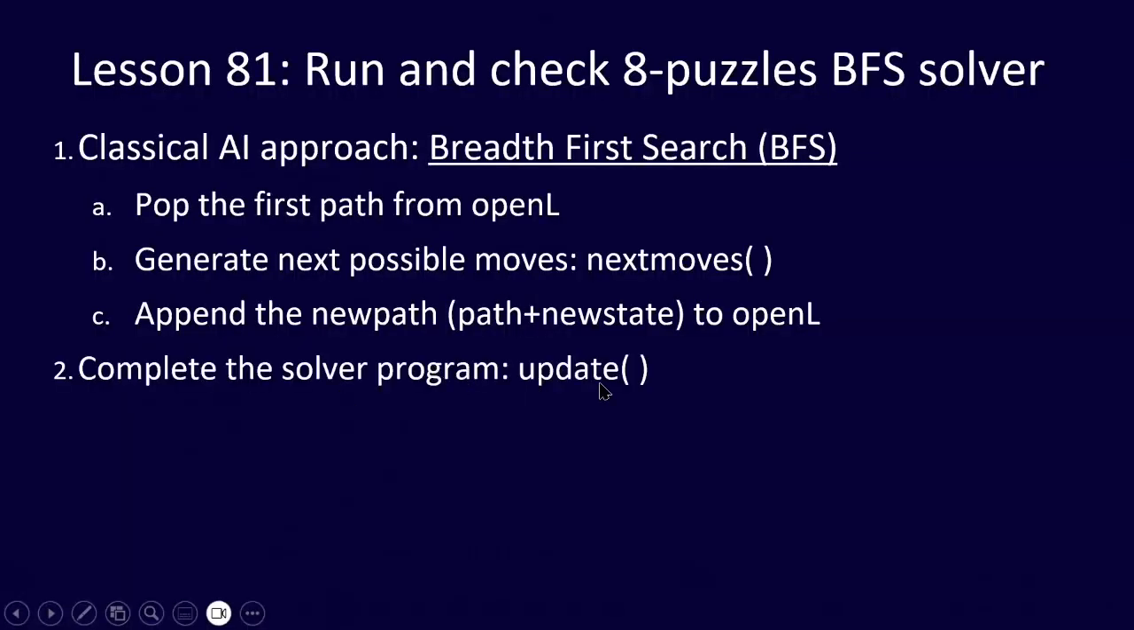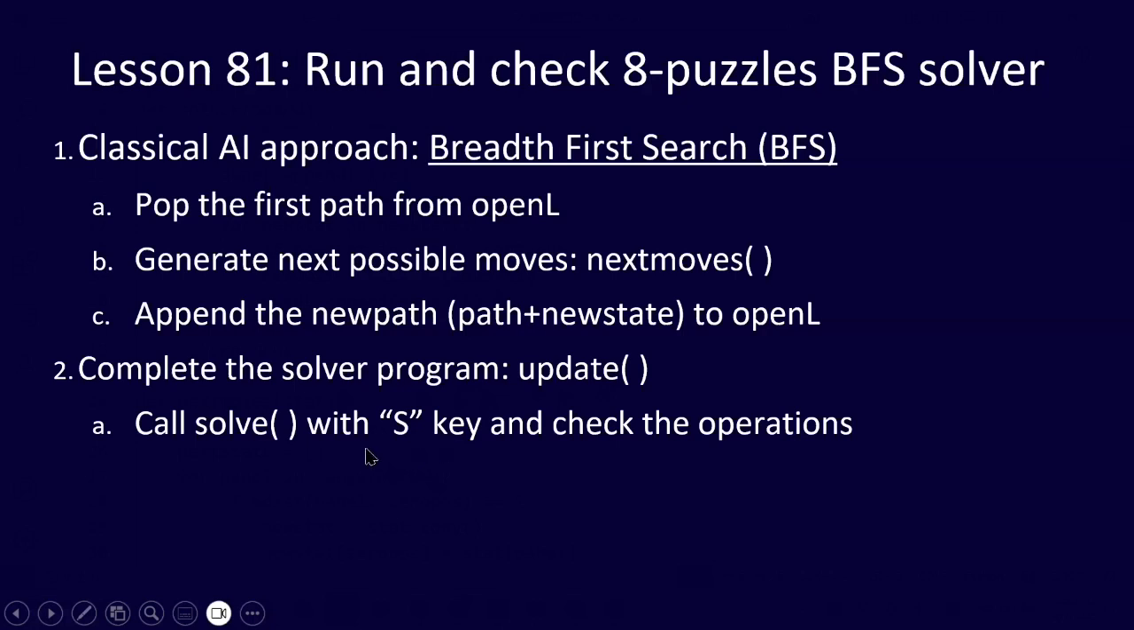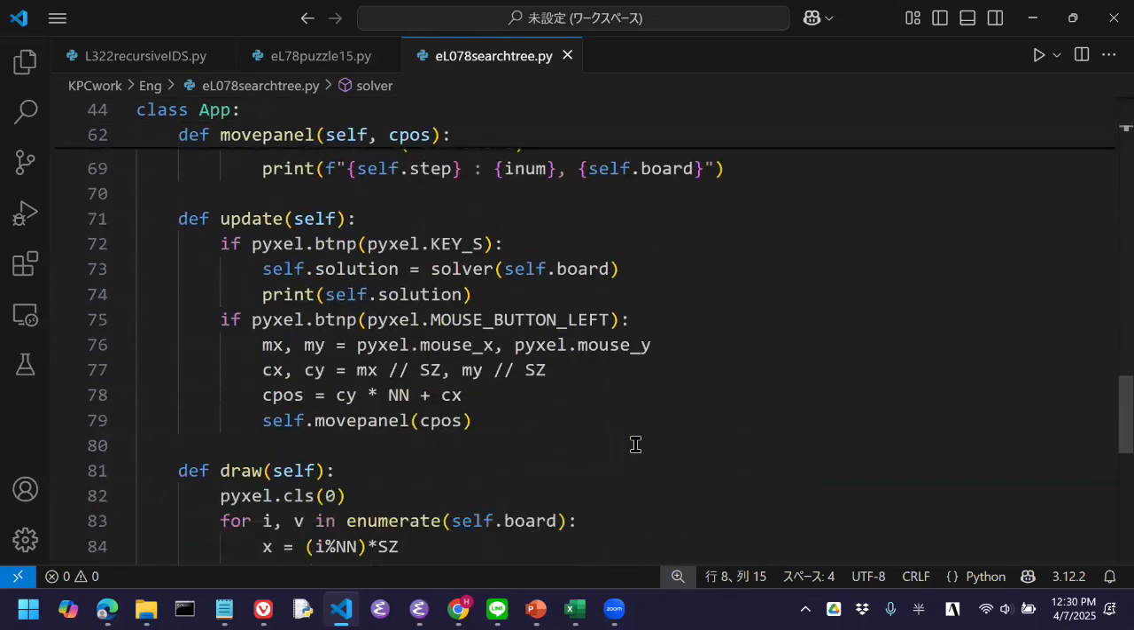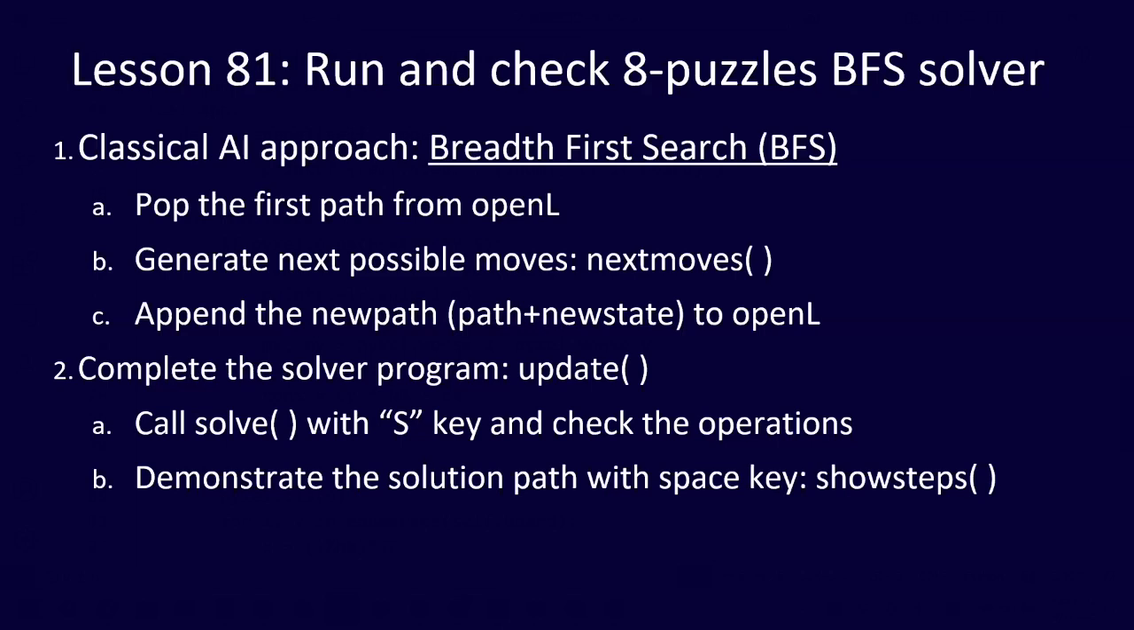Last time we made a call to S key to the solver, right? So here in the main loop update function, S key will call the solver, and if the solution is found, it is put in self.solution. Next we will make a demonstrator to show the step-by-step state transition, seeing the solution. So show steps.